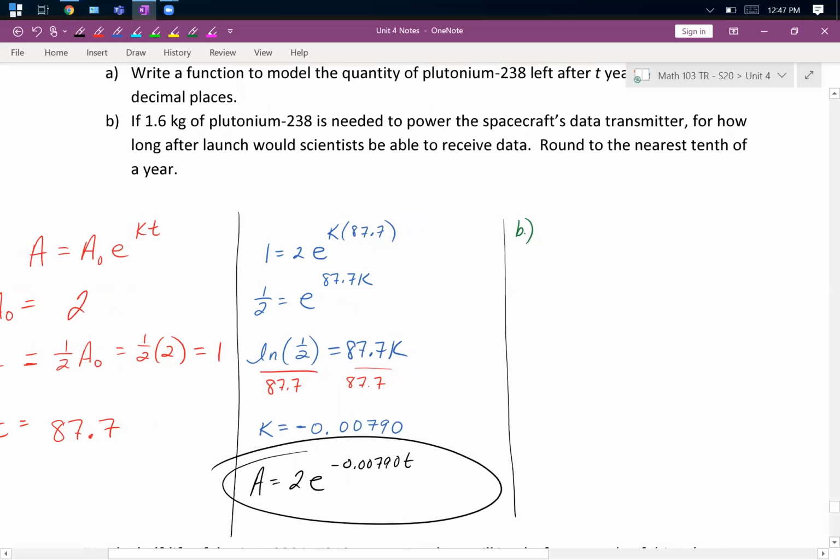All right, well, part B says that if 1.6 kilograms of plutonium-238 is needed to power the spacecraft's data transmitter, for how long after launch would scientists be able to receive data? We'll round our answer to the nearest tenth of a year. How would we figure out part B using the equation we came up with there in part A? What is that 1.6 that they just gave us?